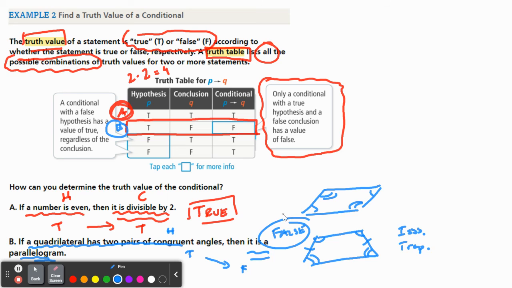Okay, so we're going to stop there. We're going to get more into different conditional statements and more about truth tables in the second video.